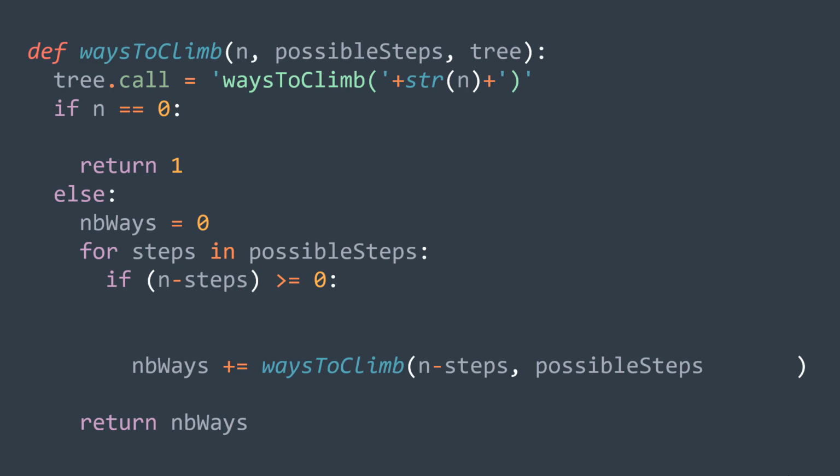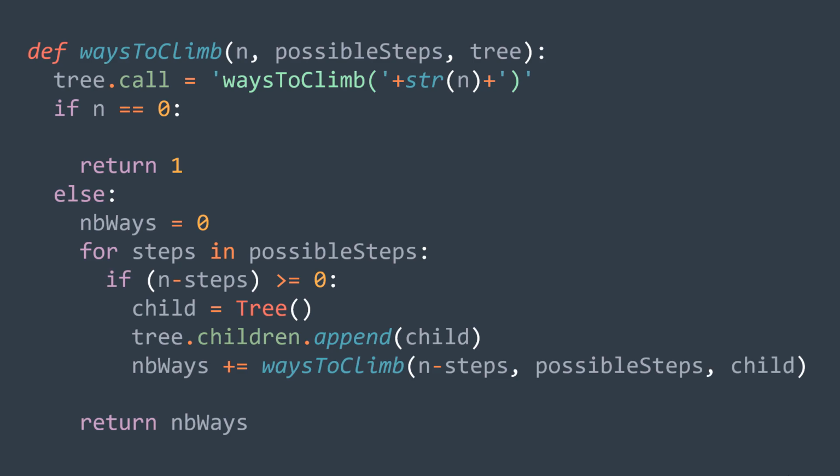Then before any recursive call, we create a new child, we put it in children of the actual node, and when calling the function again, we pass the child as a parameter, because it represents the node of the recursive call called by the actual node. And before every return statement, we first save the returned value in the returned attribute, then we return. We did that because we need to save the value returned by each call.